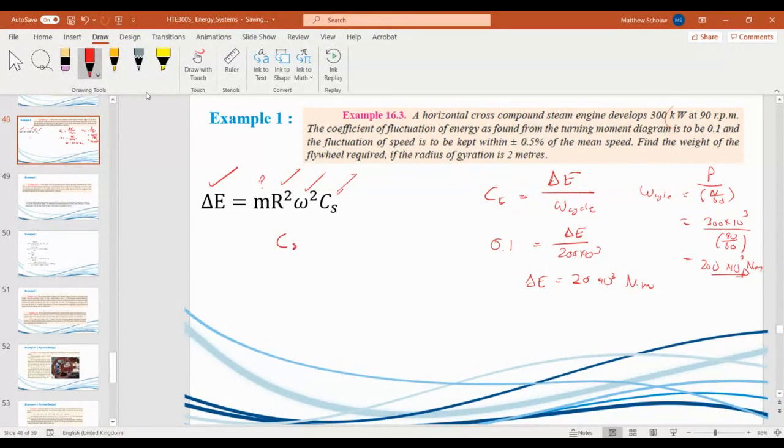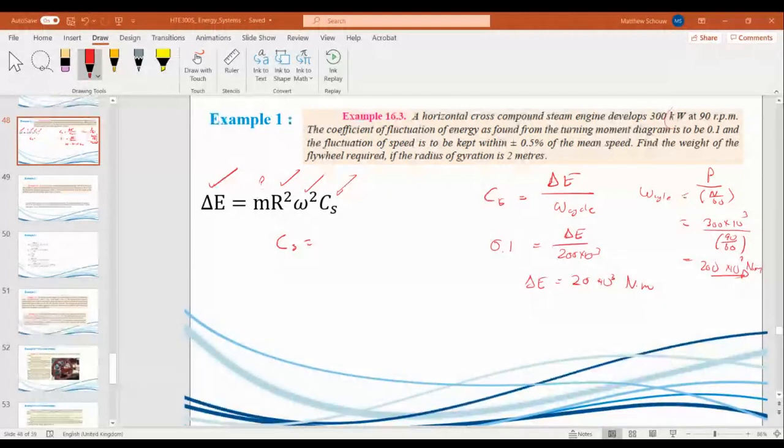CS, what is my CS, guys? Who can tell me? Why is it 1? Yeah, because it's plus or minus, so it's minus 0.5 and then plus 0.5. So if you add them together, your range is like 1, I think. Yes, that's 100% right. So Mr. Man is correct.